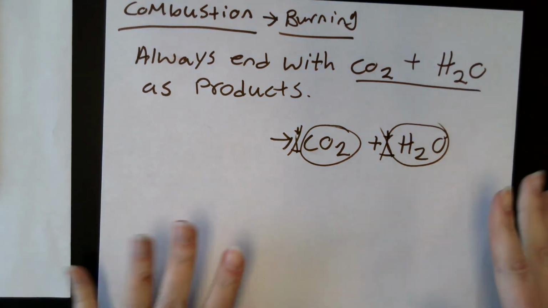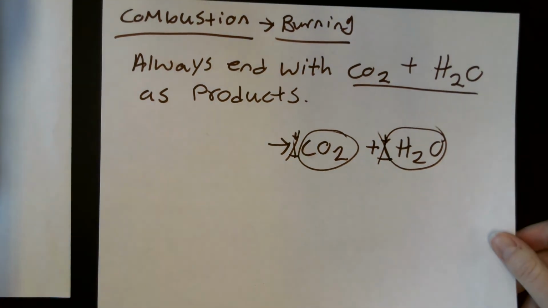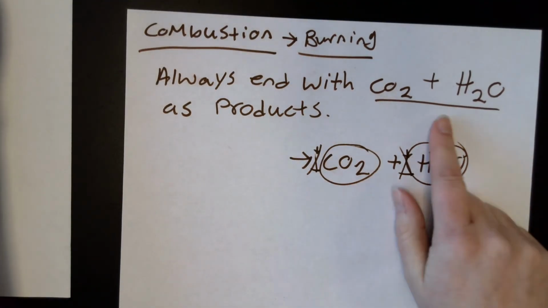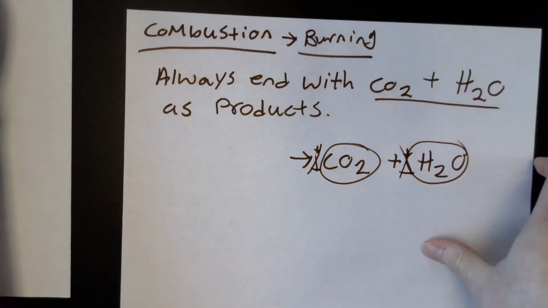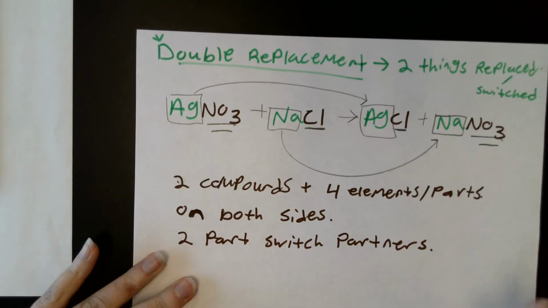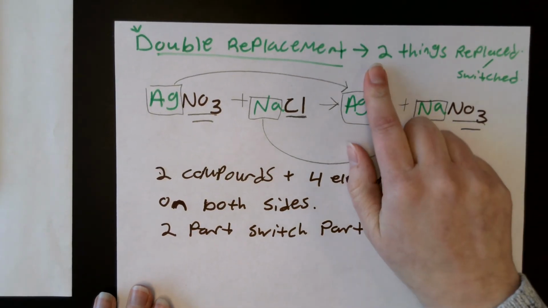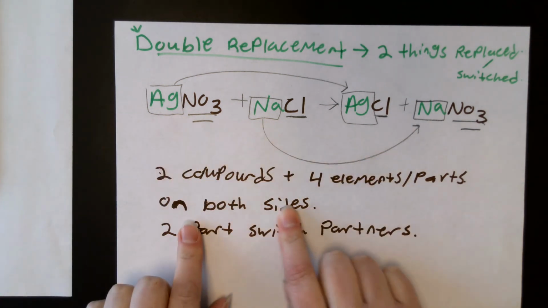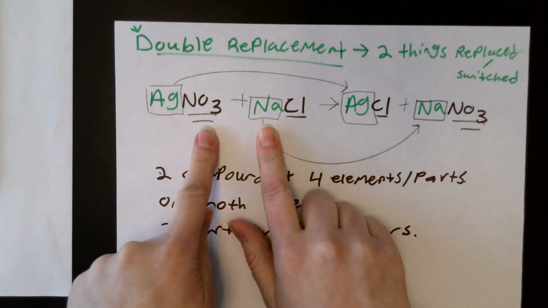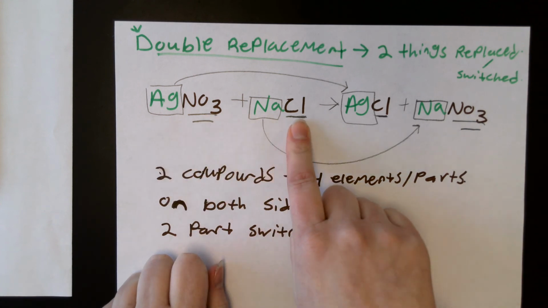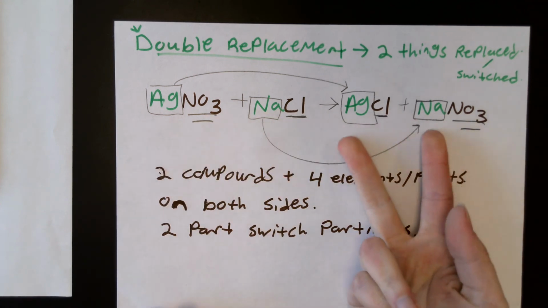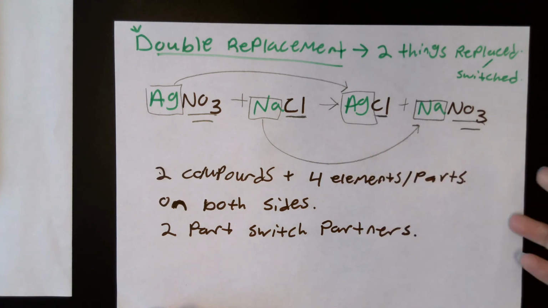So those are the 5 types and how you distinguish them. Let's go back over that real quick here. Combustion ends with CO2 and water. Double replacement is where 2 things are replaced or switch. So these should have 2 compounds, 4 elements at least between it all, and then usually the front 2 just switch places. Okay.